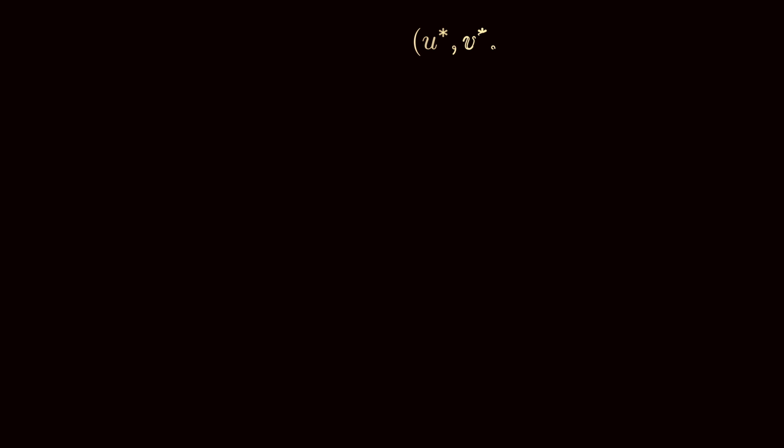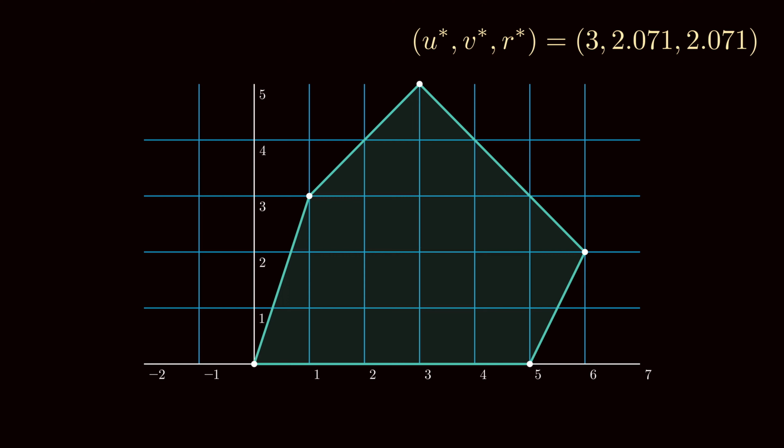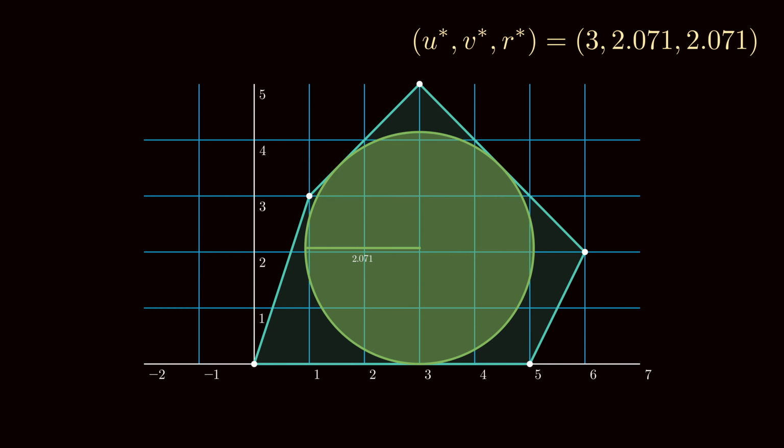Now, let's take the optimal point that we just found and see how large of a pizza Bonnie can make. We want the pizza to be centered at u equals 3, v equals 2.07 with a radius of 2.07. Voila, so this is the pizza with the largest area that fits inside this pentagon.